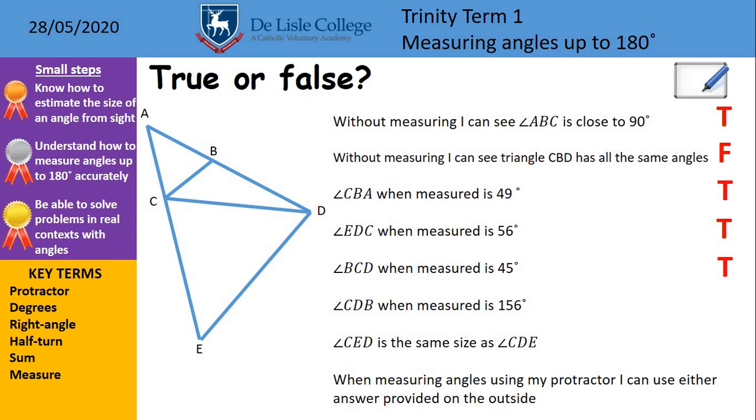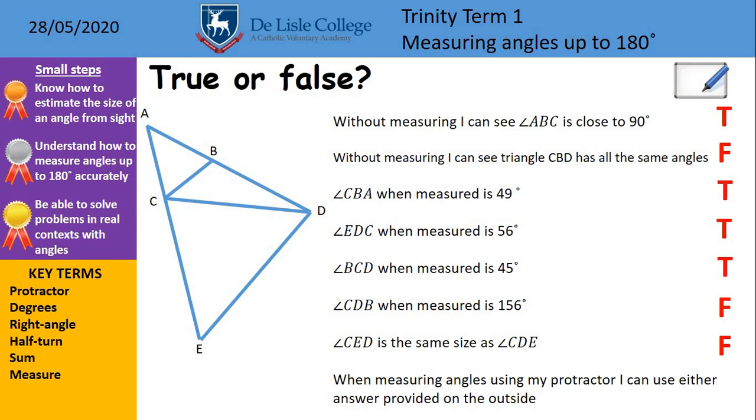CDB, 156. Now that one is going to be wrong. They've read it off the wrong number there. I thought that would most likely be the other way round, and so you'd be looking at around about 24 degrees. Instead of reading off the outside number, they've read off the inside number to get the 156. So you should read off the outside one for 24. CED is the same size as CDE. That is false if you measure those two.